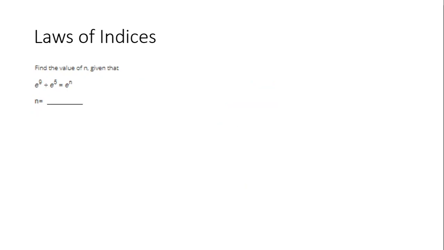Next, another laws of indices question, and this one's pretty straightforward. The only thing we have here is a division. We've got all the same bases. E to the power of 9 divided by e to the power of 5 is e to the power of n. So simplifying these terms, when you've got the same base and we're dividing, our indices get subtracted. So I've got e to the power of 9 minus 5. Now 9 minus 5 is 4. So e to the power of 4 equals e to the power of n. And again, I've got the same base, so let's just compare the indices. 4 must be equal to n, so n must be equal to 4.